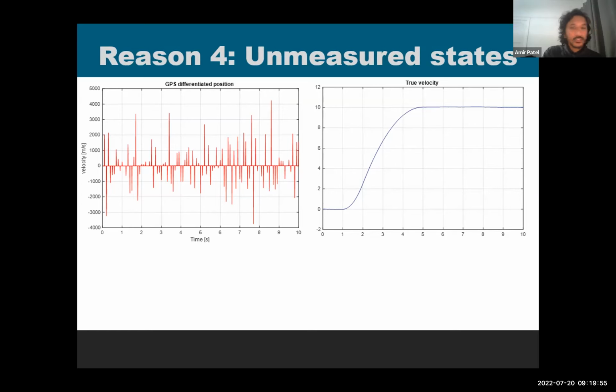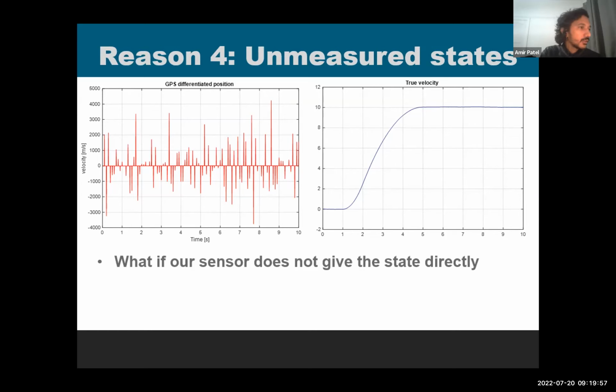And then there's also unmeasured states, right? What if your sensor, in our case the camera, doesn't directly give you the thing you're trying to measure? If you think of a camera, it's actually not giving you the shoulder position of your animal. It's giving you a pixel, which is somehow related to a camera matrix, which is somehow related to the 3D kinematics of the animal.